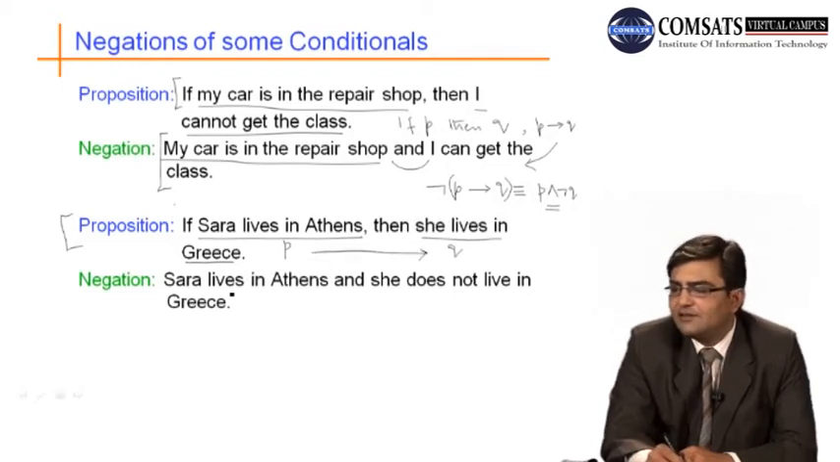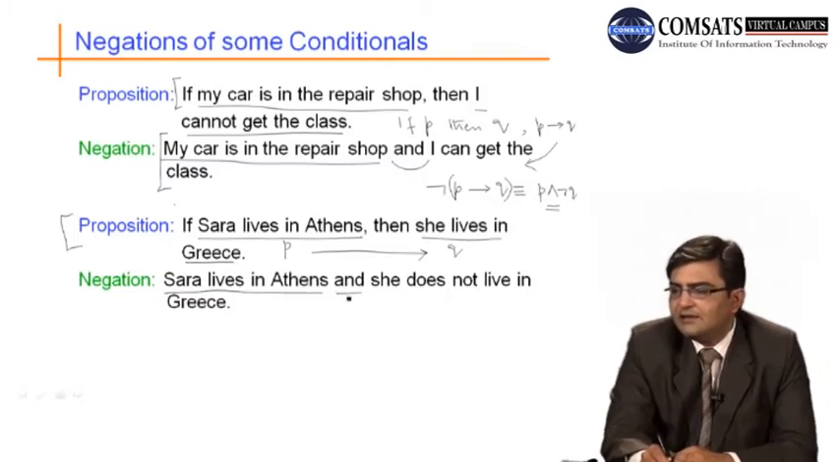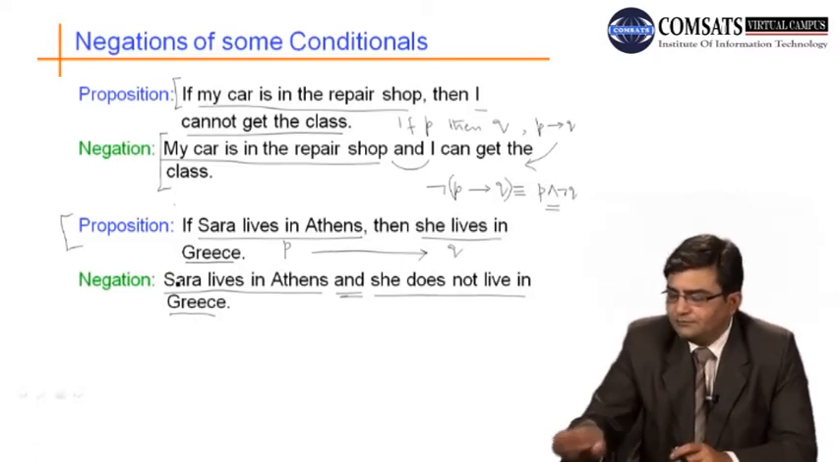So what will be the negation? P will come the same: Sarah lives in Athens, and there is an AND operator here, as we have seen that in the negation of P implies Q, we have P and not Q. So the negation of Q is actually she doesn't live in Greece. So this is the negation of the conditional statement.